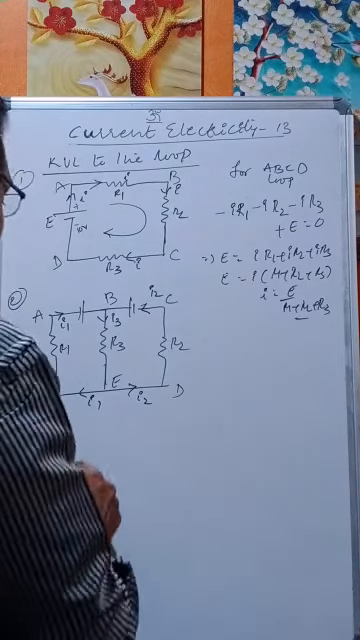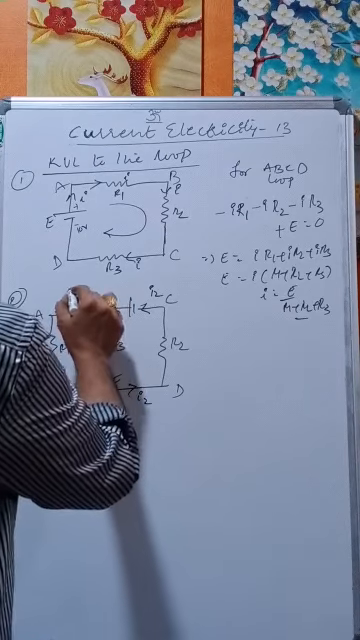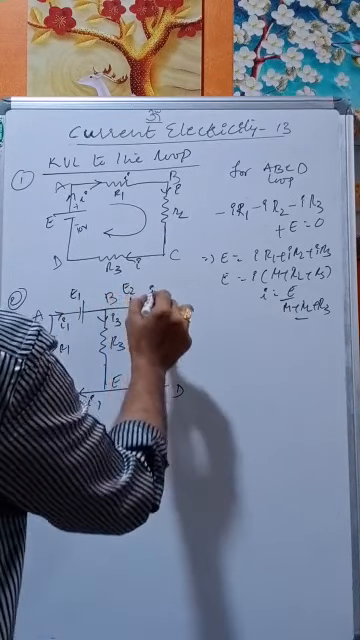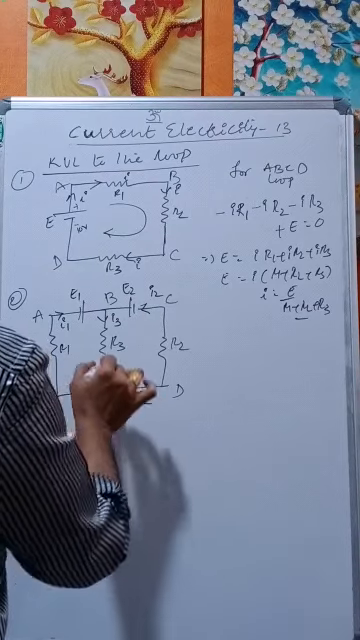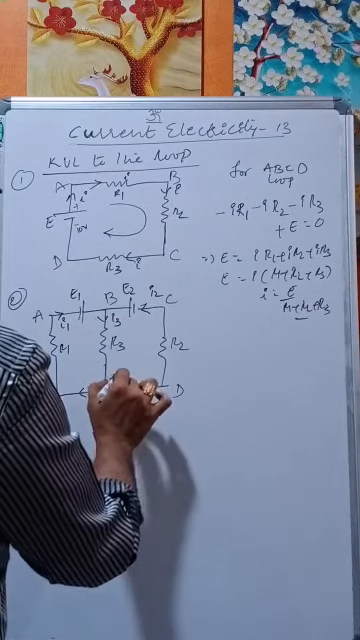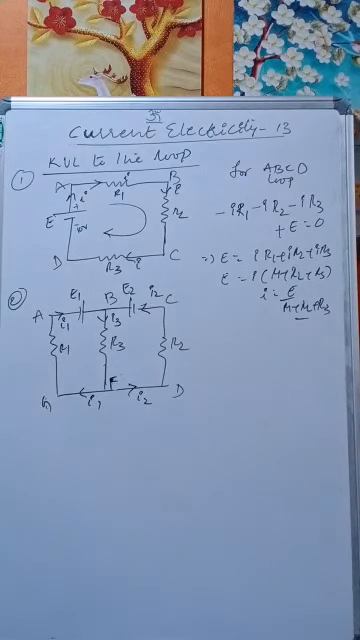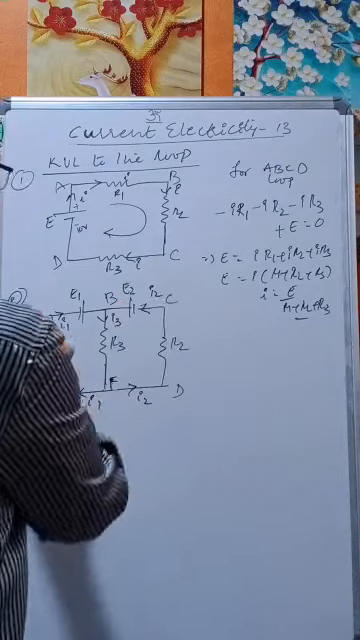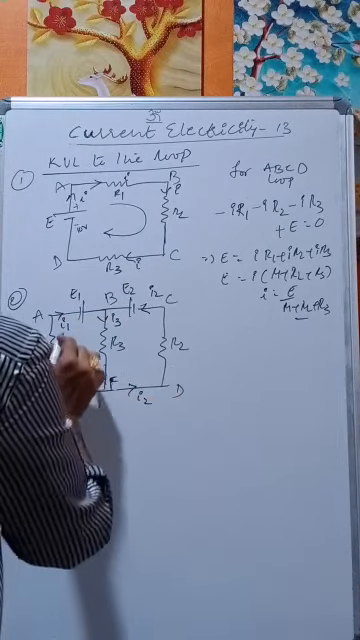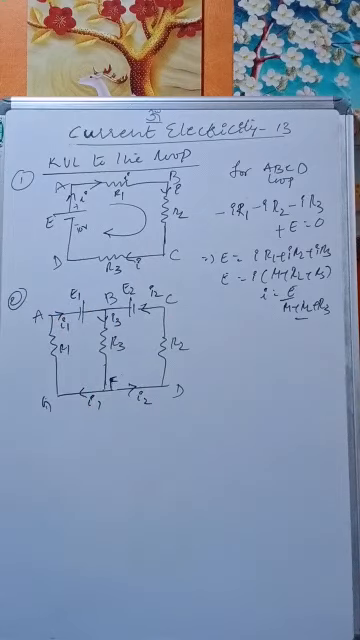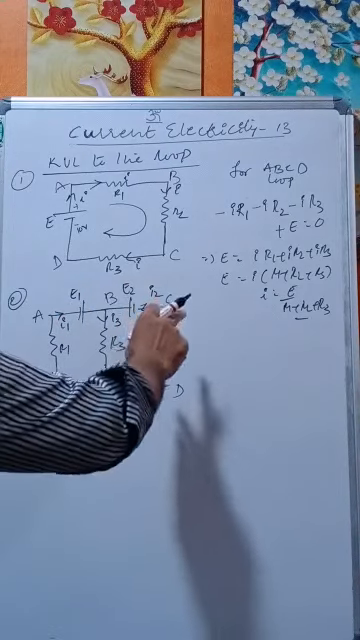Don't take it as E, because we are using E for electric field. Let us take this one as E1, and the points as A, B, C, D, F and G. Okay. Now, this is the loop given to you. Here, this is E1, this is E2.